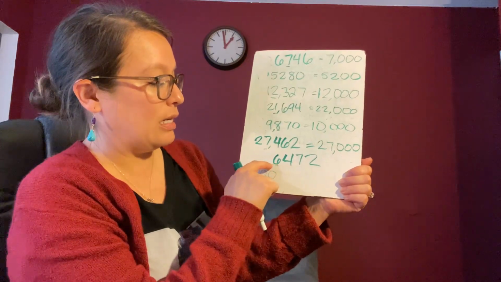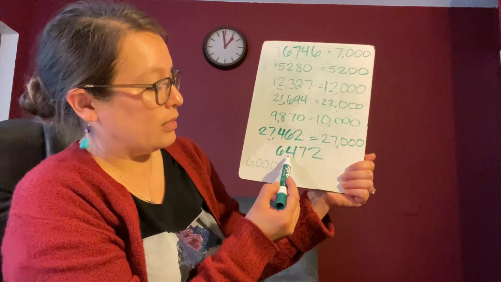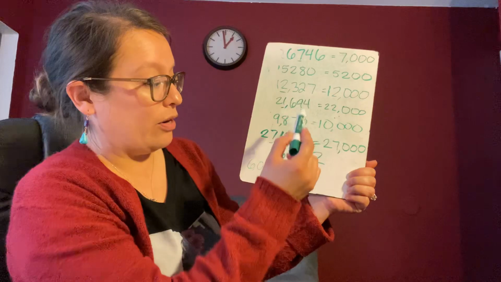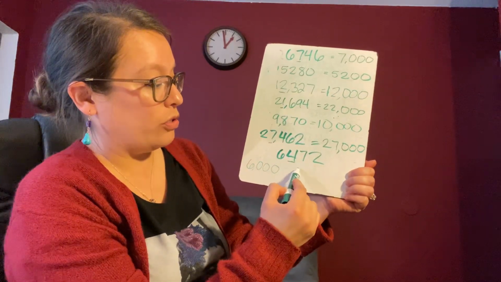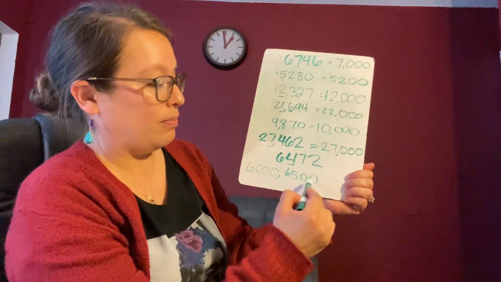Done with the thousands. Now I need to round it to the nearest hundreds. Here's my hundreds, but I look at my tens. That's a 5 or higher. That means that the 4 turns into a 5, and these turn into a 0.